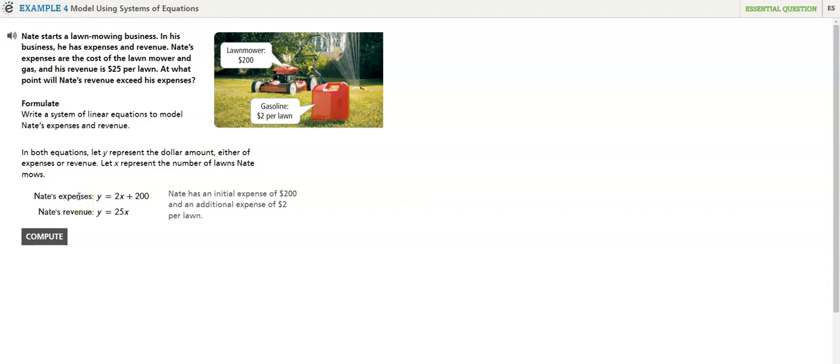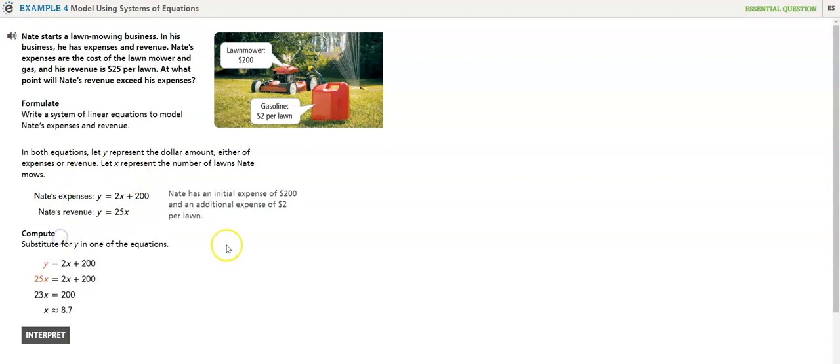So Nate's expenses are going to be, they're letting Y represent the dollar amount of their expense or revenue, and X is representing the number of lawns that Nate mows. So if our money that we have to spend is $2 per lawn for gas, so 2 times X, plus the initial value of $200 for a lawnmower. Nate's revenue is going to be $25 per lawn. It is a proportional relationship, so there's no y-intercept. Here's our 2 equations we're going to use.